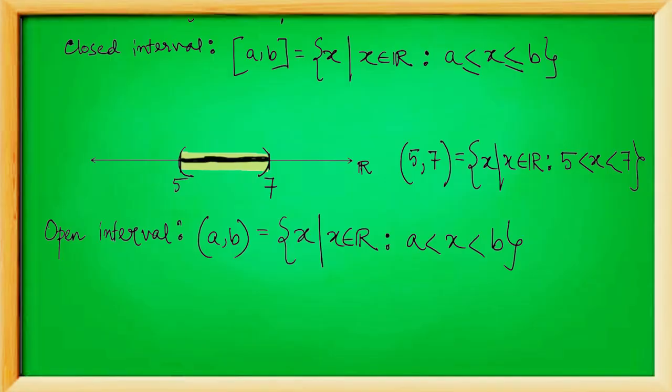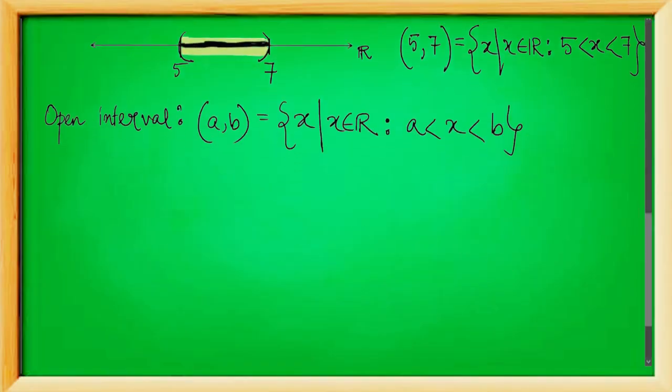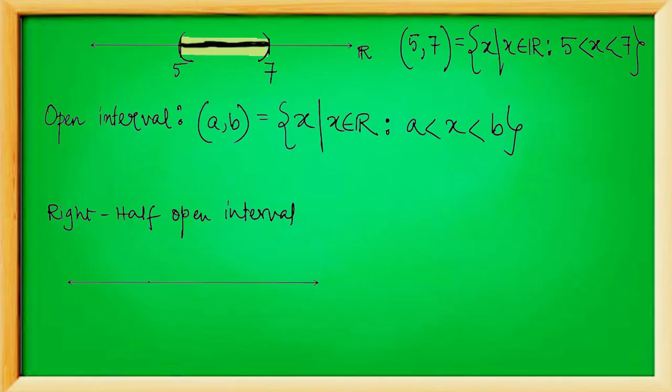So in the same way, we can have a combination of one side being open and one side being closed, right? So there can be two more cases. So we can have the right half open interval. Right half open interval, as the name suggests, the right half is open but the left half is closed. That is, the right door is open but the left door is closed.